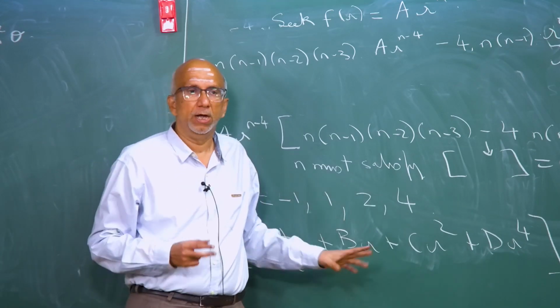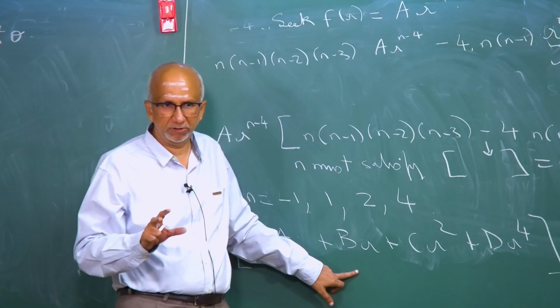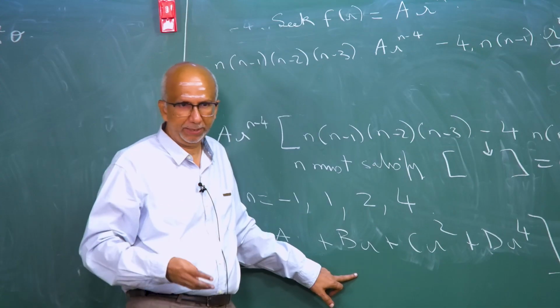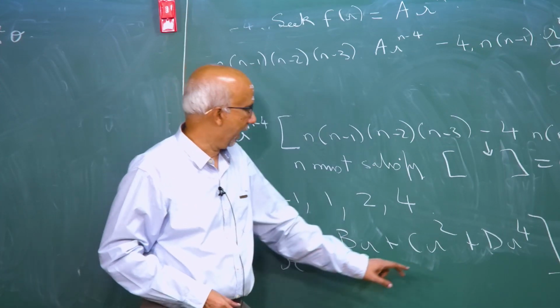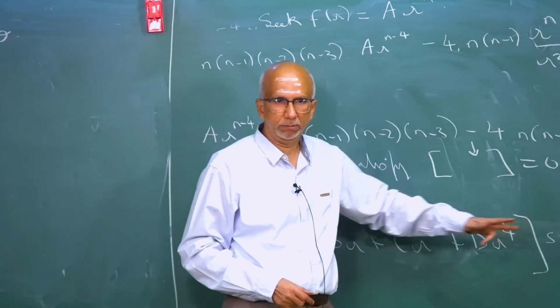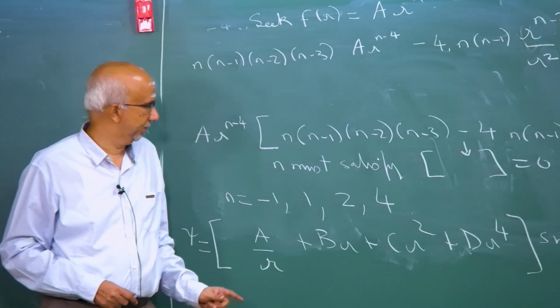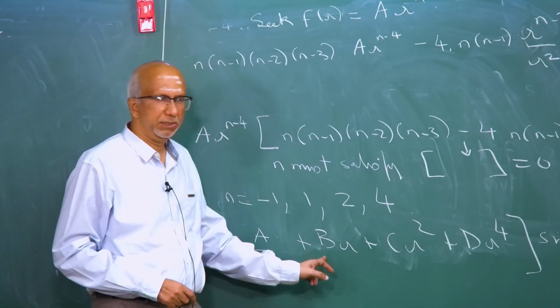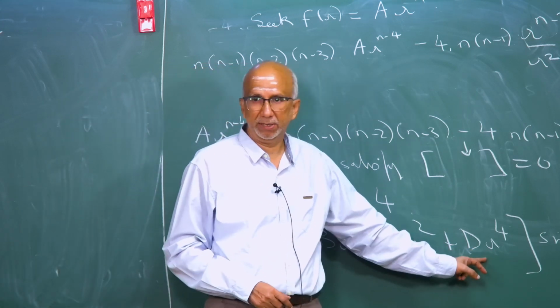Compared to r squared, this will not contribute much to the stream function, because if you take larger values, say 10 power 5, 10 power 10, this will be only 10 power 5, this will be 10 power 10, and this will be 10 power 20. So, this will be much more dominant. As r goes to infinity, this will definitely not contribute, this will contribute less than this guy, and this will be dominant.